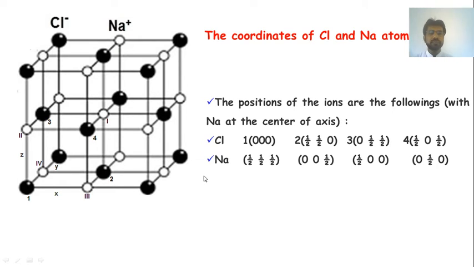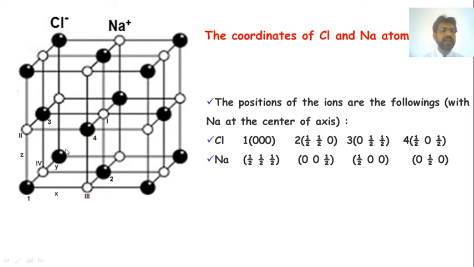Similarly we can find the coordinates of the Na atoms also. Here, this is the body centered atom, which is located at the center of this unit cell. That means from this origin, if we find its coordinates, it is located at half of the edge of this unit cell. So its x, y, and z coordinates are 1/2, 1/2, and 1/2.